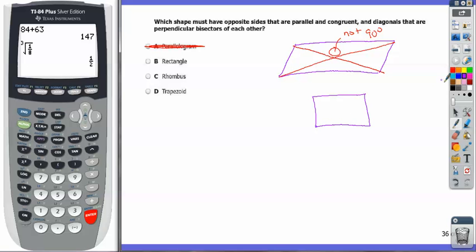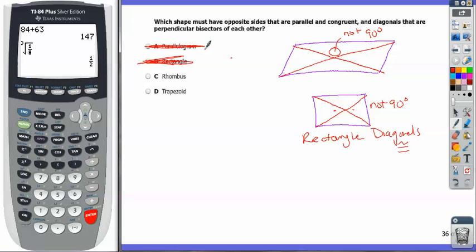Now when I draw a rectangle, I'm going to draw in my diagonals. My diagonals aren't going to be perfect. But these look acute. They don't look 90 either. Now please note, what's so special about a rectangle? My diagonals are congruent. These happen to be the same length. So if I know that they're the same length, then I know it's a rectangle. But in this case, that's not what it's asking.